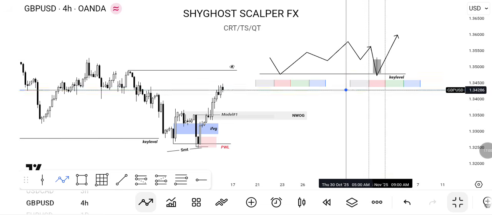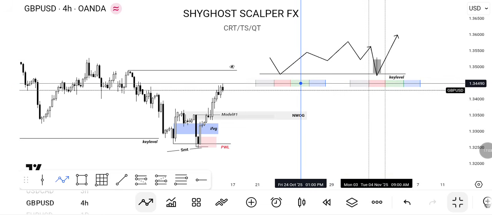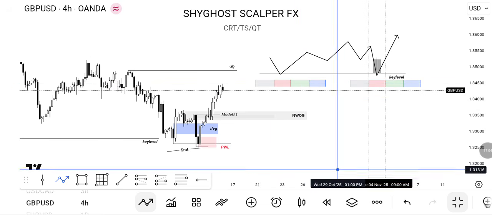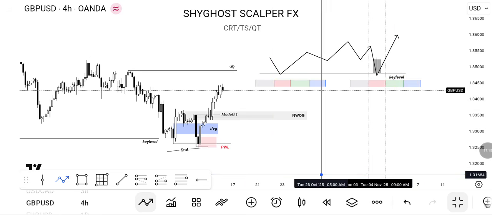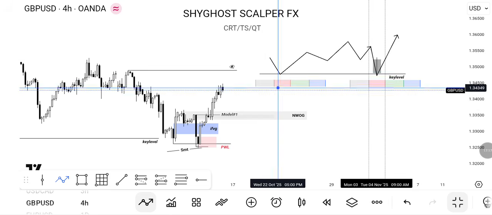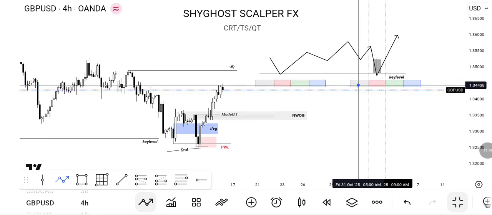So this indicator, you're gonna use quarterly theory, right? It's gonna show below here. So you're gonna check the colors. You're gonna check whether it's green, and then it's gonna trade to green. Red, it's gonna trade to red. This is how you can verify your key levels, right?